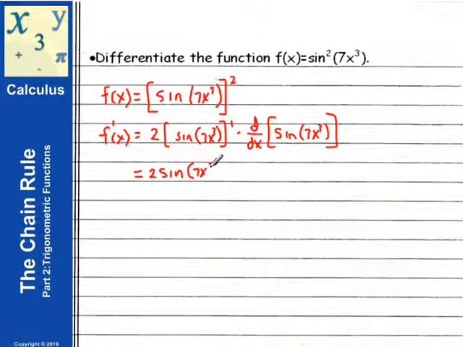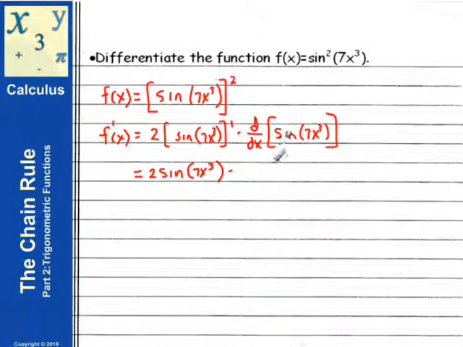Of 7x cubed. And now we have to figure out what this derivative is. I'm just making some highlights here. Well, this is the derivative of the sine function. Of course, to find the derivative of the sine function, if this is not simply x, then we've got to use the chain rule as it applies to the trig functions.